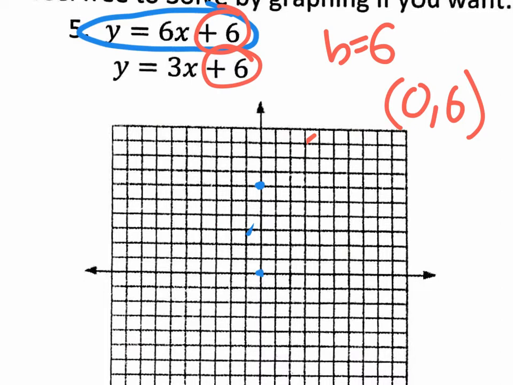How could you be absolutely sure that 0, 6 is the answer? Plug it in. Plug in 0 for x, 6 for y. So 6 times 0 plus 6 is 6. Plug in 0 for x, 6 for y, and yeah, that'll be 0 plus 6 is 6. So it's true on both. So you know that the answer is 0, 6.